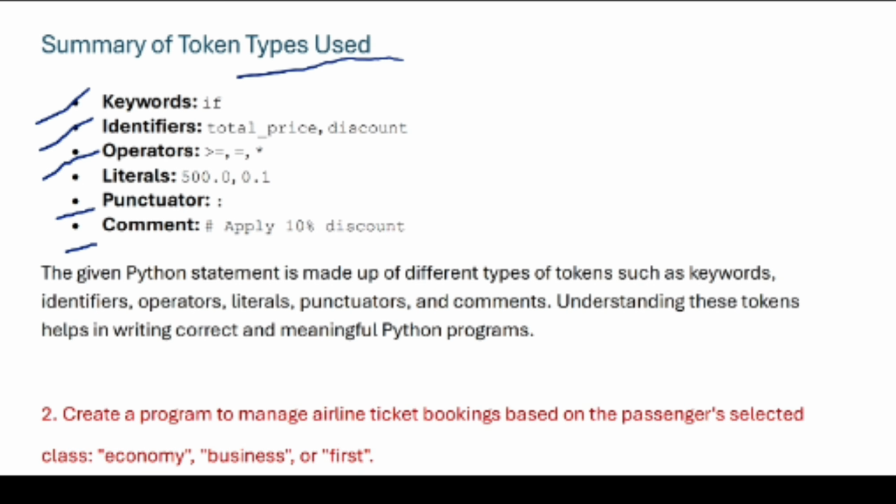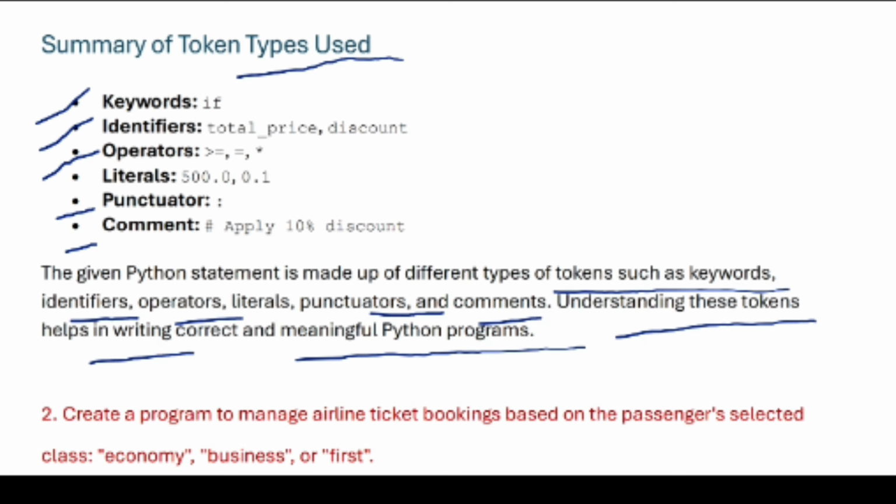Okay, this is what is given in the question. These are the tokens I have explained. The above Python statement is made of different tokens such as keywords, identifiers, operators, literals, punctuators, and comments. Understanding these tokens will help you write a meaningful Python program. These keywords are tokens, and based on them you are going to write a good Python program.